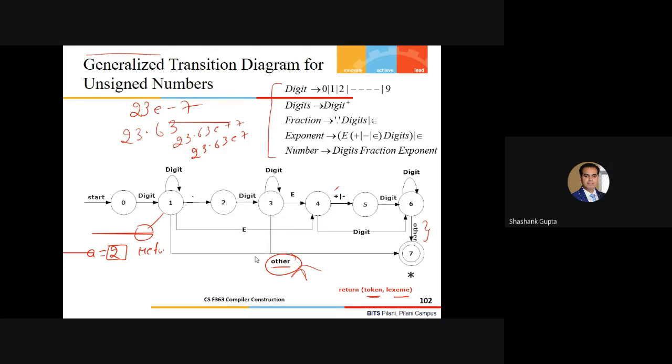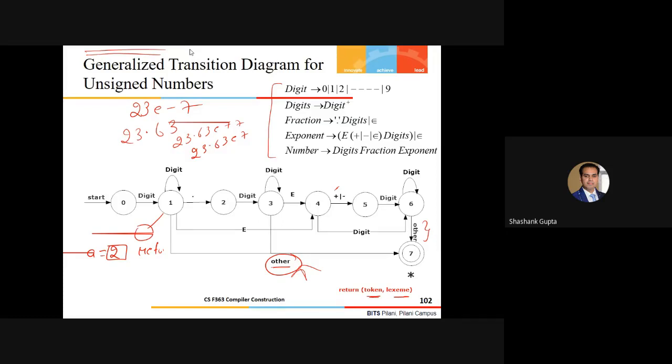So I think everything is clear up to this point. Now we have given this the name generalized, that we have designed one implementation which is capturing all these three different specifications, with respect to the digits, fraction, and the exponent, in a single transition diagram. Now my question to you people: can I create different transition diagrams for these three different specifications? At least yes or no on this? No, and so that means you did not understand my question.